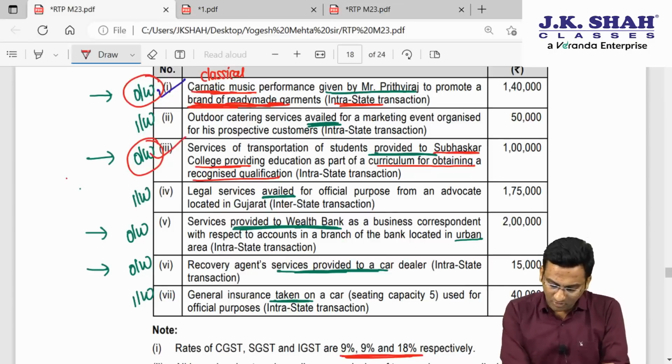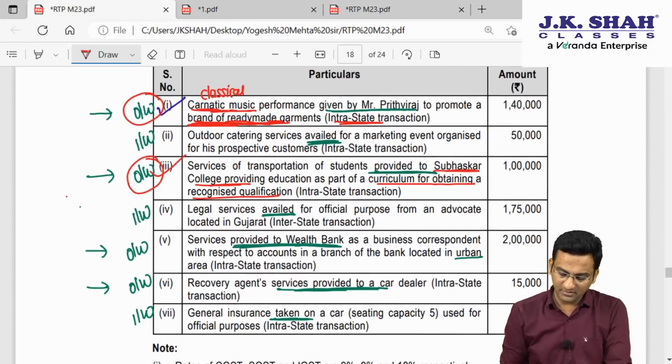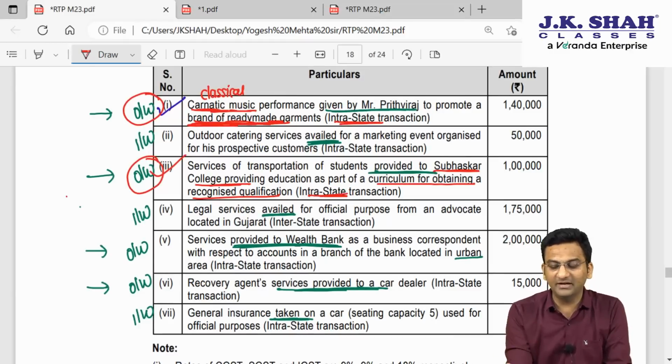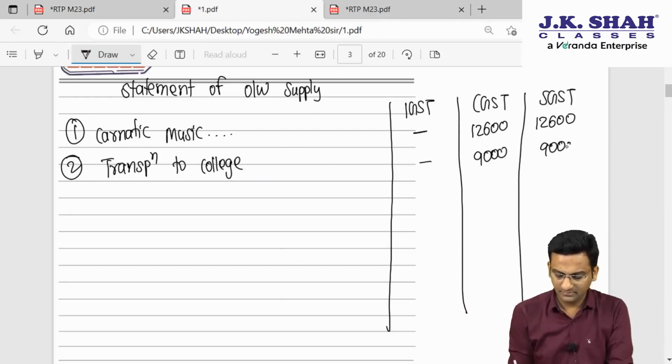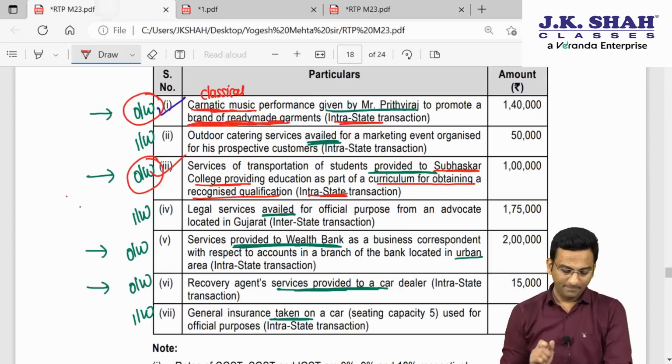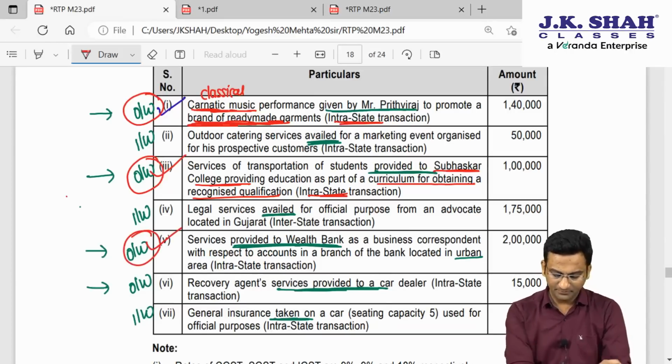And the amount, 1 lakh rupees, is the consideration. So 1 lakh, and the transaction is intrastate, friends. So 1 lakh into 9%. So CGST, SGST, 9,000 each. Correct, friends? Now, friends, the point number 5, the fifth point.